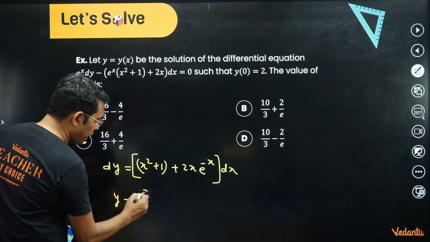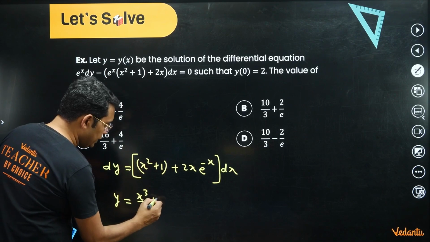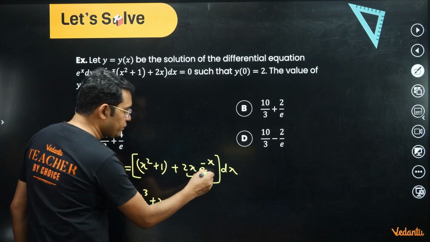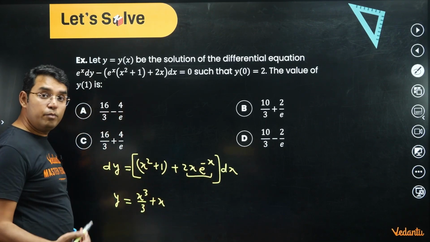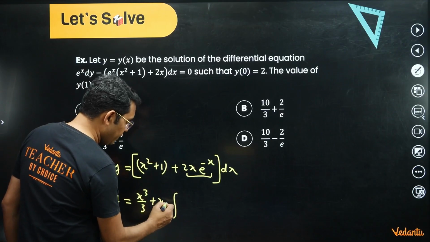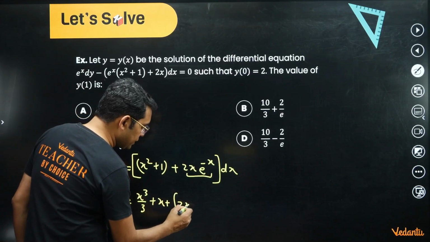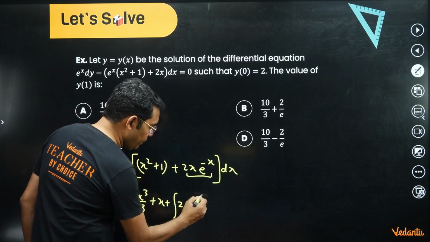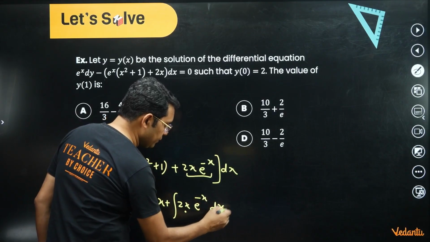Integration of it will be x cube upon 3 plus x, and the integration of this will be done by parts. Let me write it this way, plus 2 into x, I will take this as the first function, e power minus x into dx.